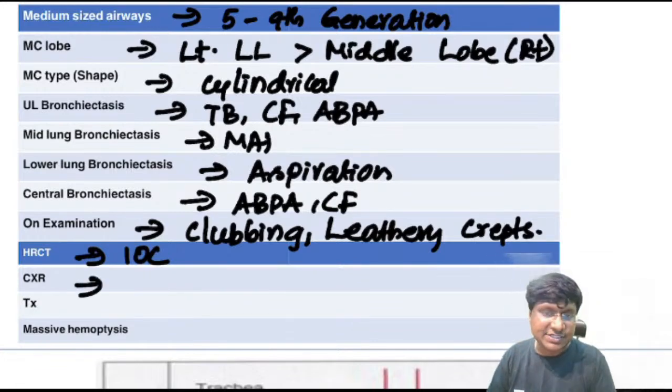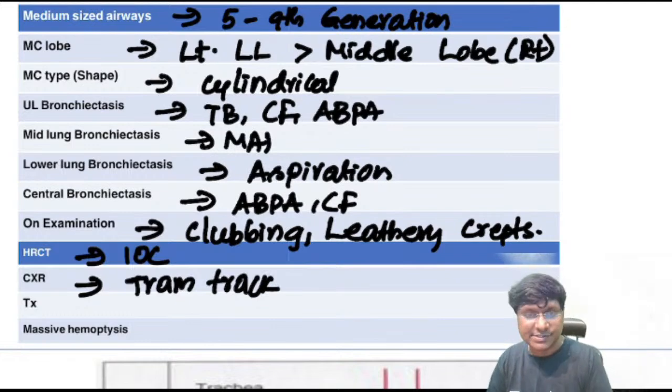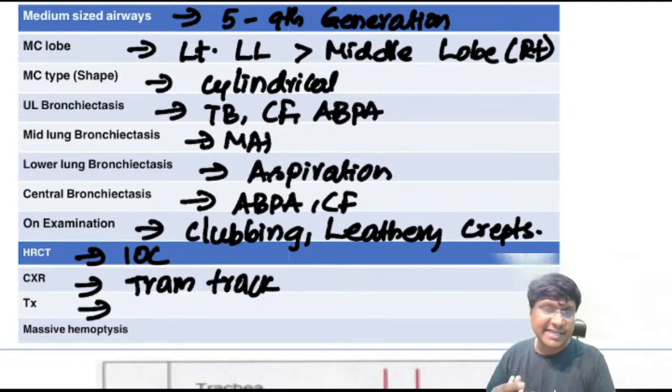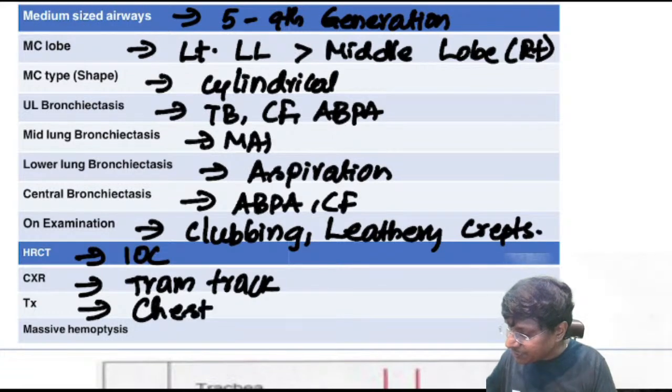And what will the chest X-ray show? Chest X-ray will show you the classical tram track appearance in case of bronchiectasis. And what is the treatment? See, these patients have thick mucoid sputum, right? So with thick mucoid sputum, what do you have to do? You have to give drugs or substances which will liquefy the sputum, or you have to do chest physiotherapy.